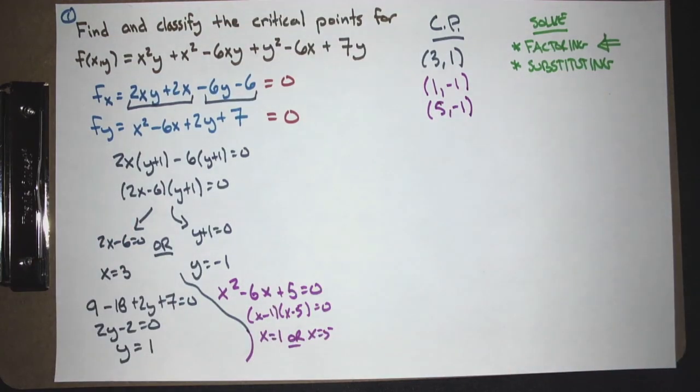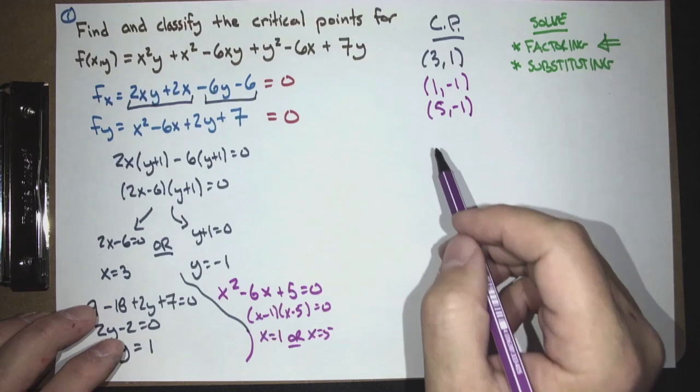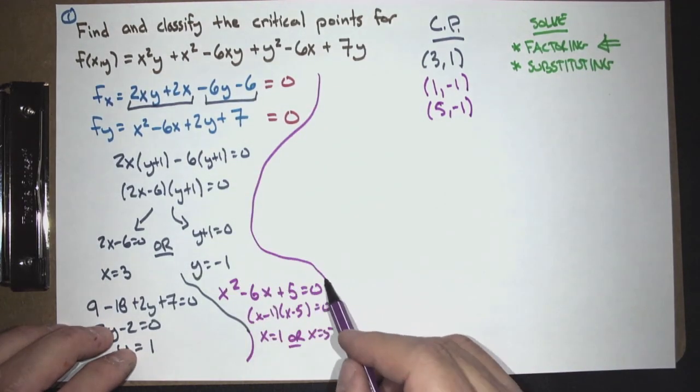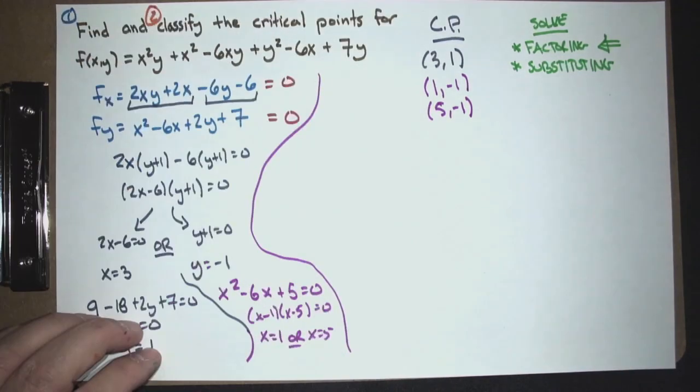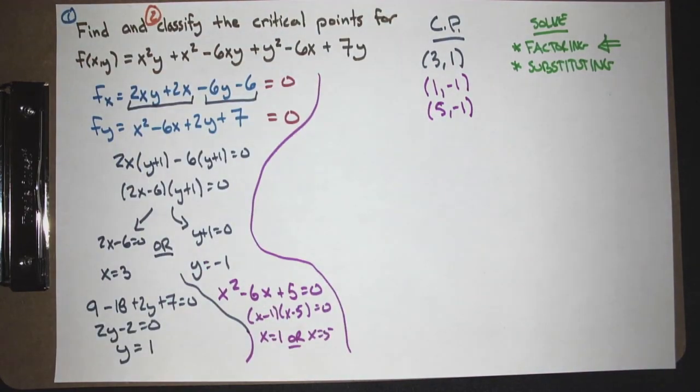Okay, are we done with our critical points in terms of finding? Yes. We've exhausted everything. So these are our critical points. But the problem is only halfway done. What else do we need to do? Classify. Okay, so we need to classify our critical points. Cool. So, what's the next thing for us to compute when we start classifying critical points?